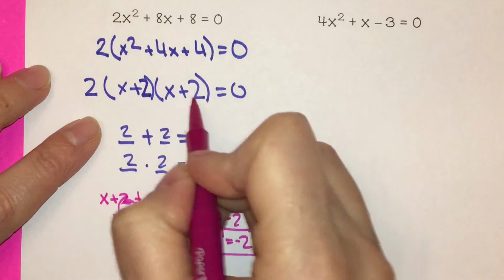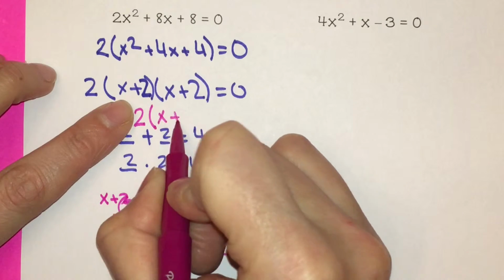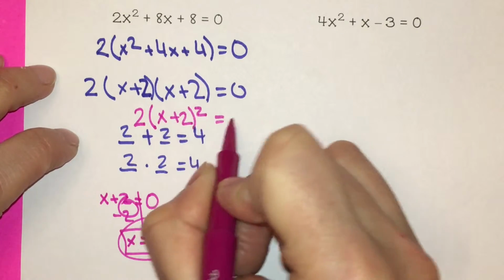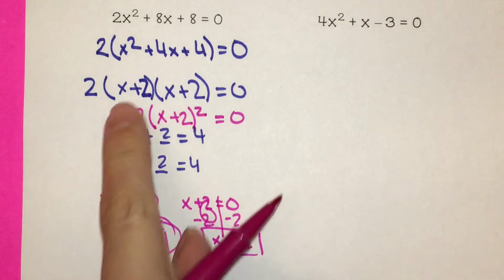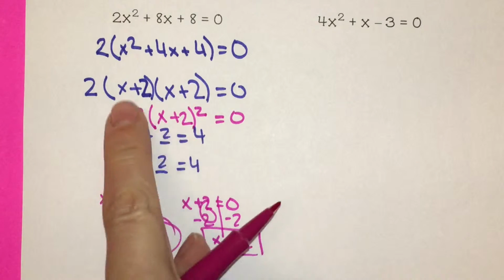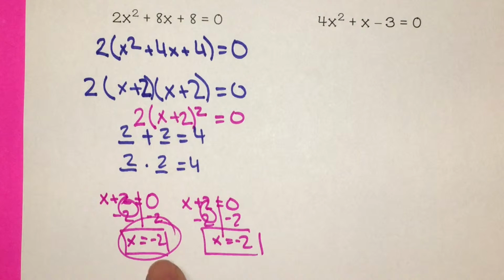I could have rewritten this as 2 times x plus 2 squared equals 0 and just solve for x plus 2 because I know there's 2 of them multiplied by themselves. That's why it's x plus 2 squared. You're going to get the same answer. So you just have to write x equals negative 2. Okay.